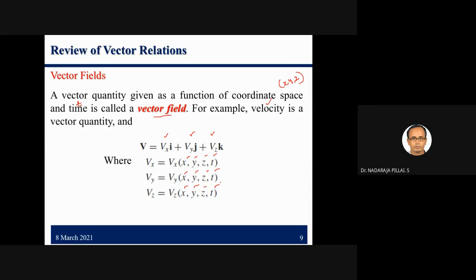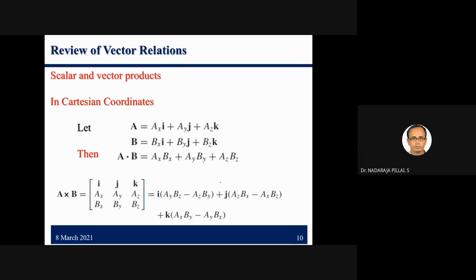Now let us think about the scalar and vector products. Let us consider the coordinate system as a Cartesian coordinate system here. Let us say A is a vector and B is a vector. So the A vector is defined as Ax i plus Ay j plus Az k. Similarly, B can be defined as Bx, By, and Bz.